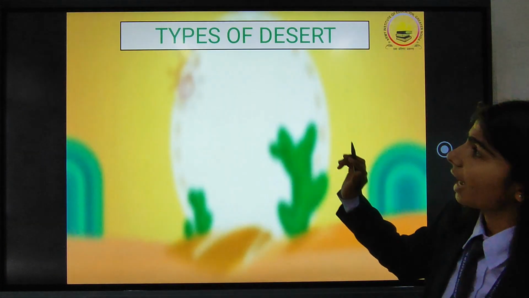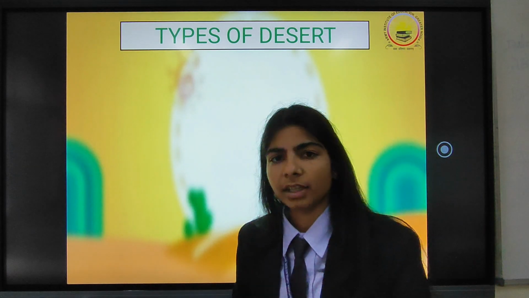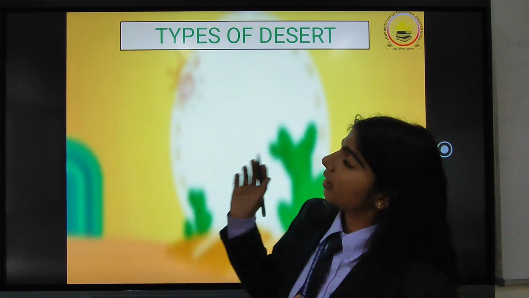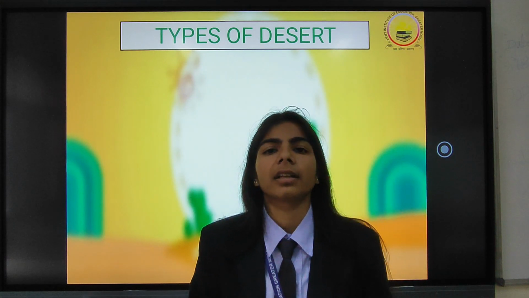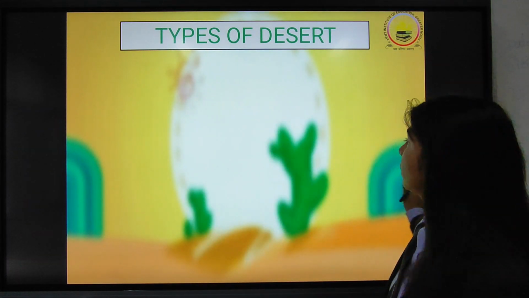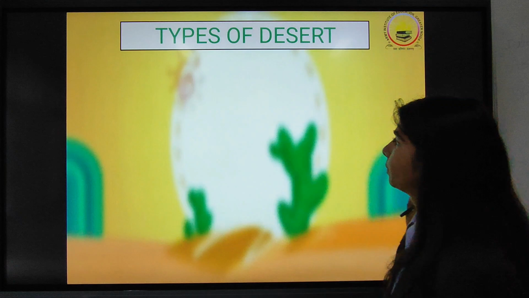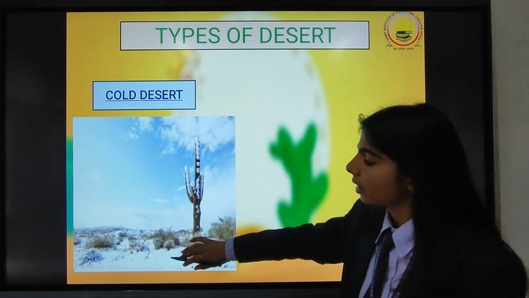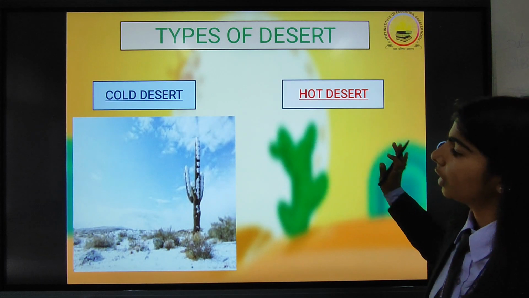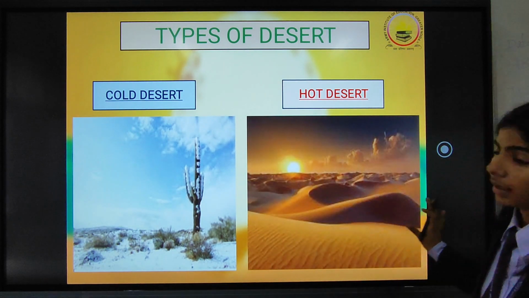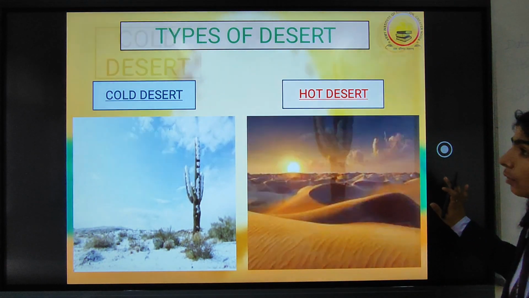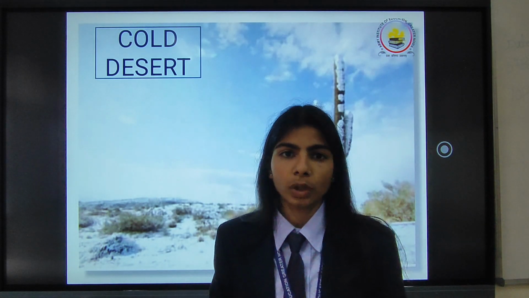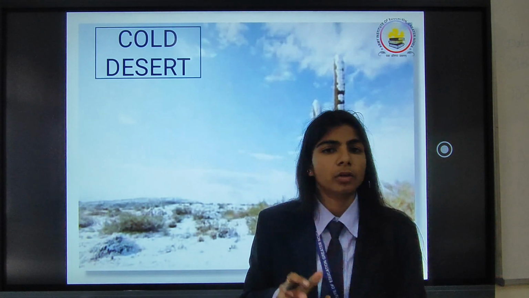Next is types of deserts. Everything has its types, its subparts. Same with the desert. Desert has its types. Basically there are two types of deserts. The first one is the cold desert. It looks like this. And the second is the hot desert. It looks like this. In today's class we will discuss the cold desert, and in the next class we will discuss the hot desert.